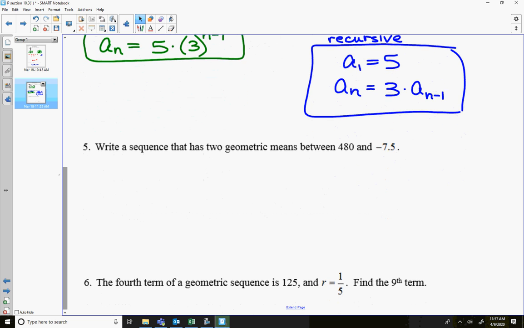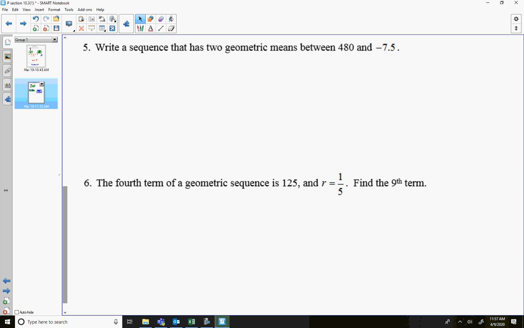Number 5. Write a sequence that has 2 geometric means between 480 and negative 7.5. So 480, 2 geometric means, there's 2 numbers in between, and negative 7.5. So what that tells us is that, besides the fact it's a geometric sequence, we know the first term is 480, and we know the fourth term is negative 7.5. We're looking for the second and the third terms to go in the middle.